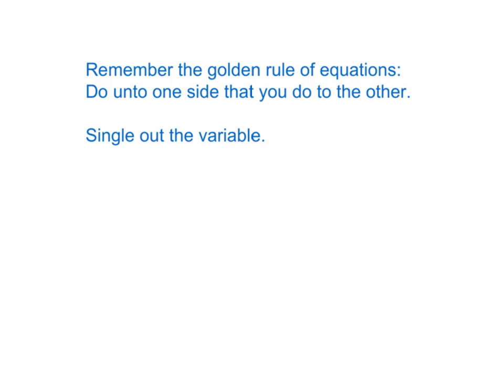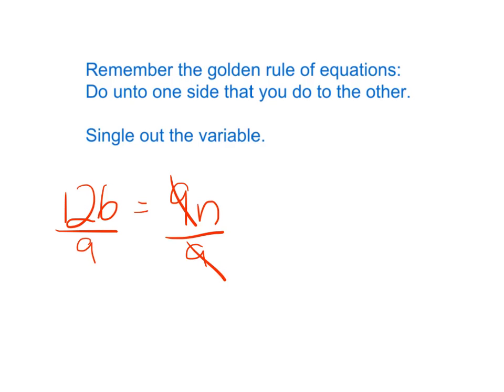The golden rule of equations. And this is actually up in our room. It's like a yellow sign. This is the golden rule of algebra. Do unto one side what you do to the other. And we want to single out the variable. So if we have 126 equals 9n, this means 9 times n, so we're going to divide to get rid of that 9, to cancel it out. And that gives us 14 equals n.